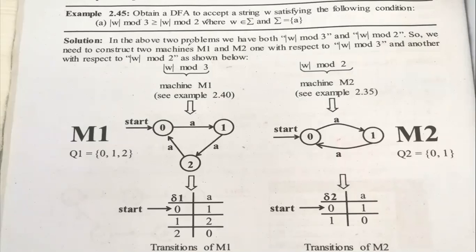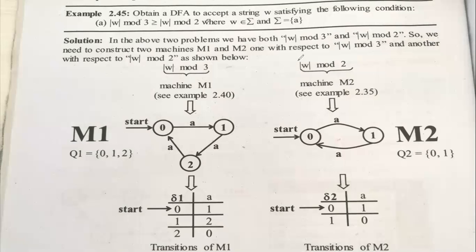Now, what we need to do here: we have two different conditions, one for mod 3 and one for mod 2. We'll consider the first as machine number 1 and the second as machine number 2. The states involved in machine number 1 we represent by Q1, and the states involved in machine number 2 will be represented by Q2. I hope you don't have doubt till now. This is what we call a relational operator: greater than or equal to, less than or equal to, or sometimes equal to, or not equal to.